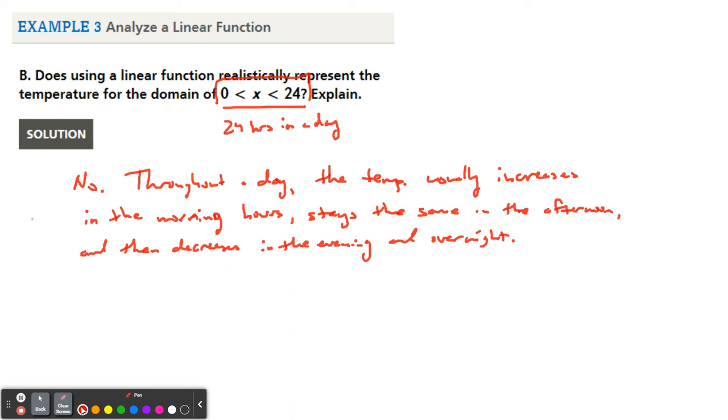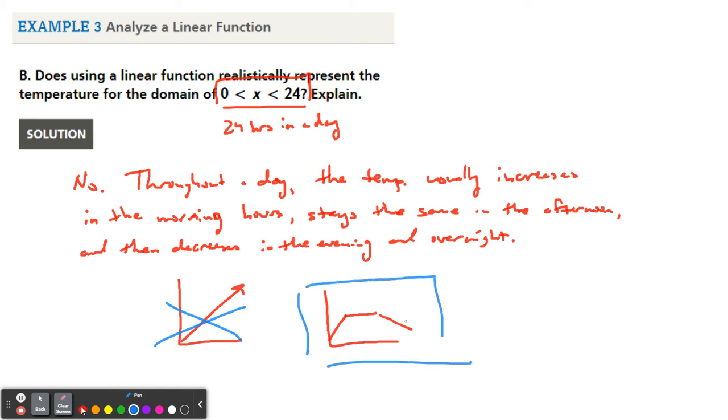So this is trying to get you to think through, in real life, would it make sense? So we're not going to use this graph that would just increase the entire time. We're going to use this graph, which would start low, increase, stay the same, and then go back down. That would be the graph we would use to represent how the temperature fluctuates as the day goes by.